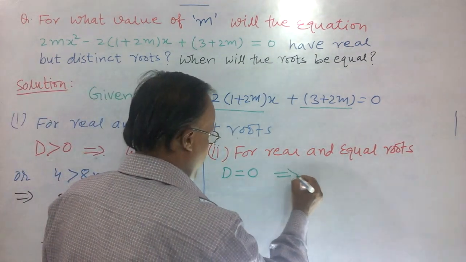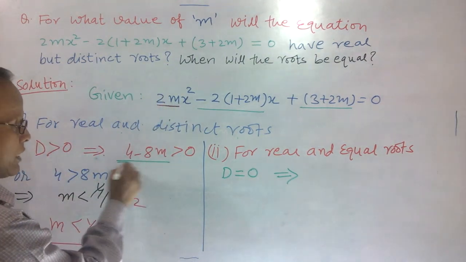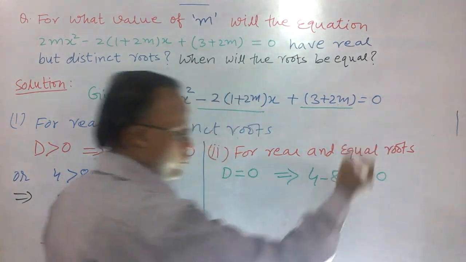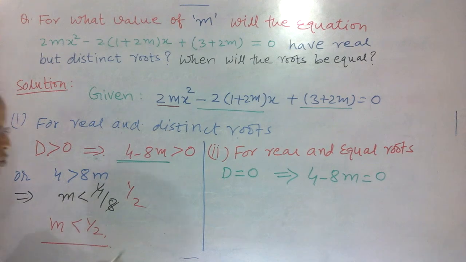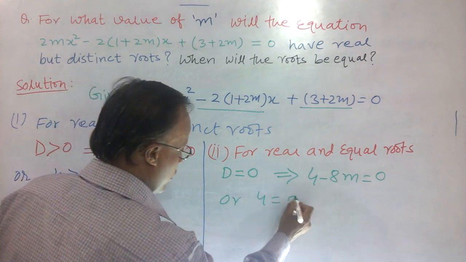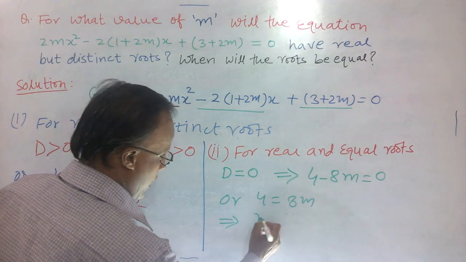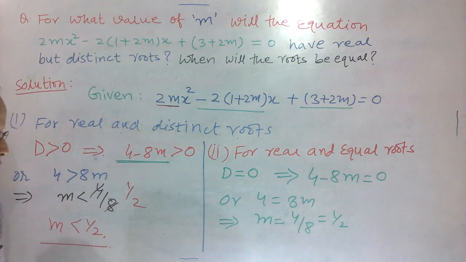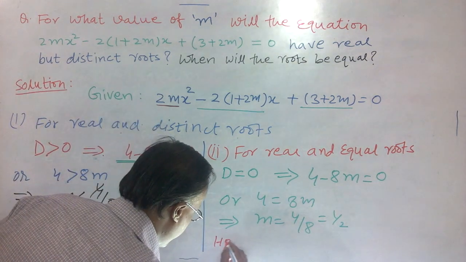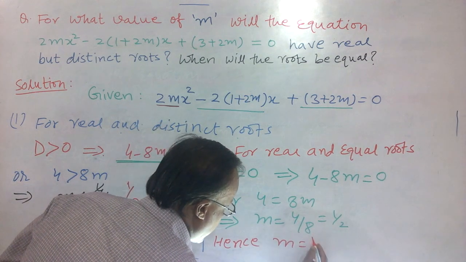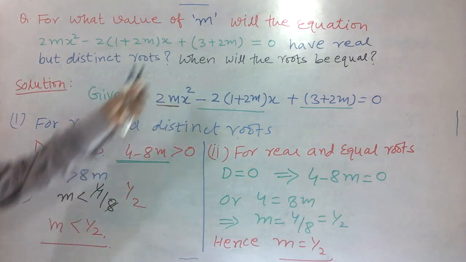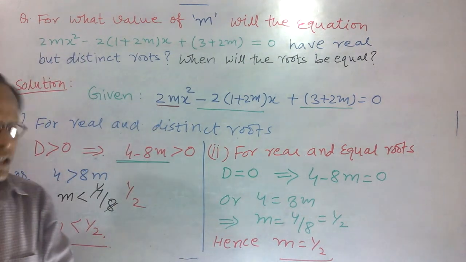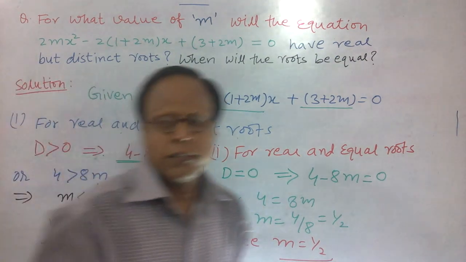So this implies, what is the value of discriminant? We have already calculated 4 minus 8m. So 4 minus 8m is equal to 0. So or you can say 4 equal to 8m, and finally this implies m is equal to 4 upon 8 is equal to 1 by 2. Hence m is equal to 1 by 2. If the value of m is 1 by 2, then the roots of this given equation will be equal and real. Thank you very much.